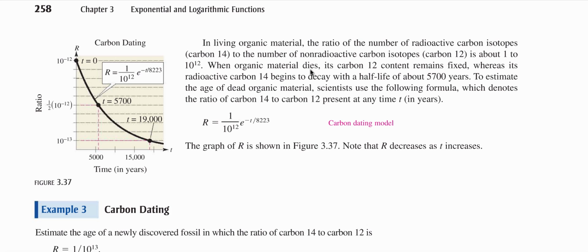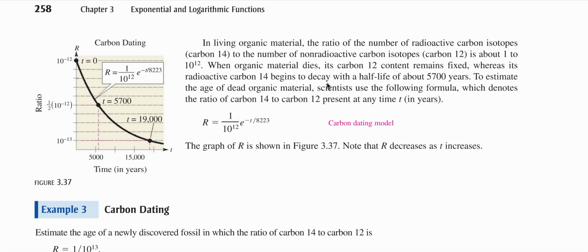When organic material dies, its carbon-12 content remains fixed, whereas its radioactive carbon-14 begins to decay with a half-life of about 5,700 years. To estimate the age of dead organic material, scientists use the following formula, which denotes the ratio of carbon-14 to carbon-12 present at any time, t in years.